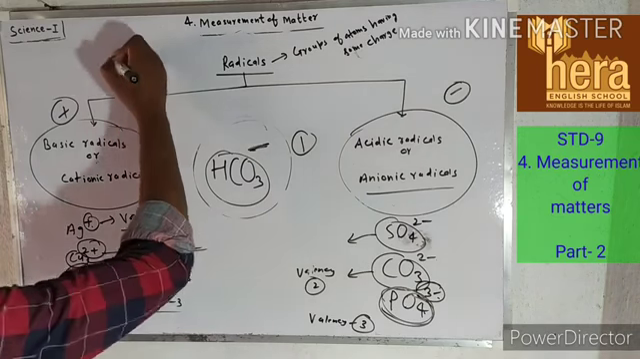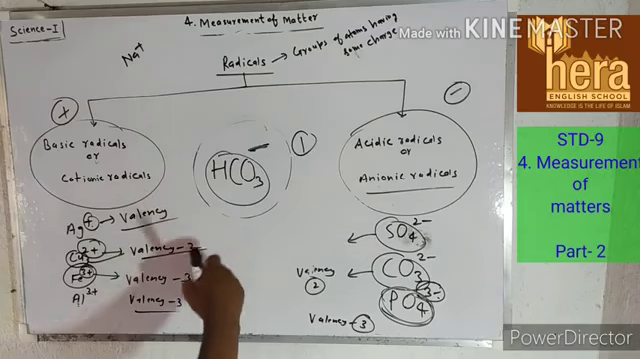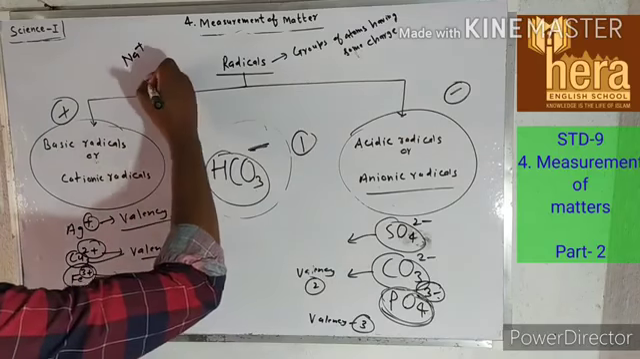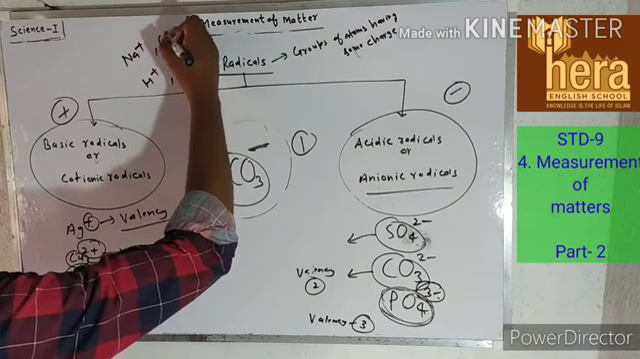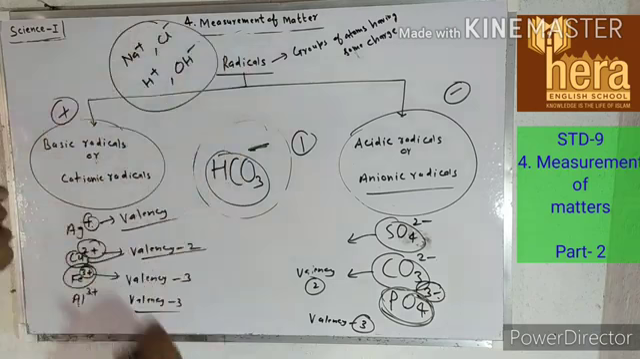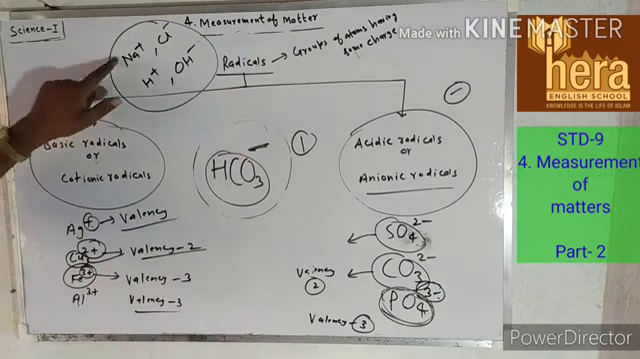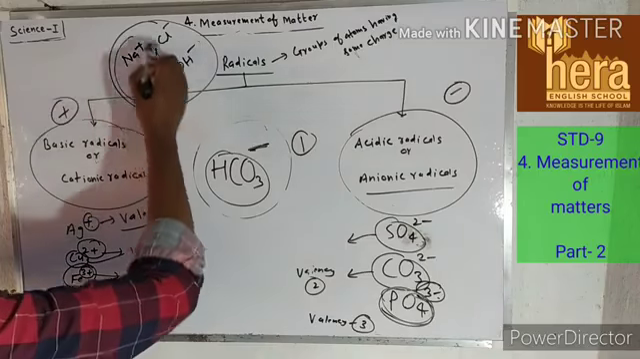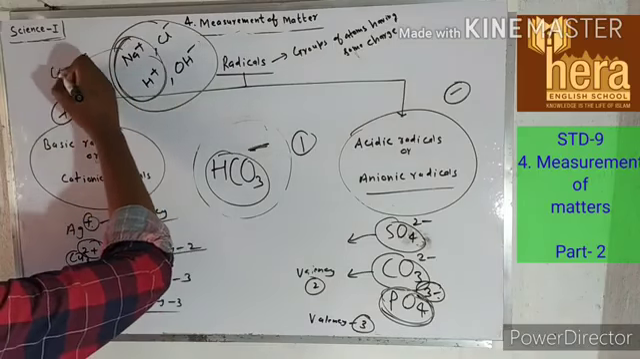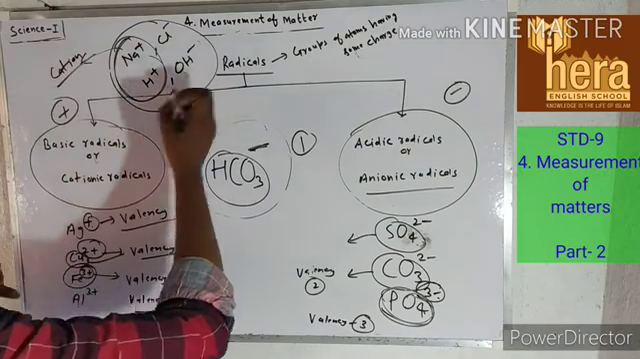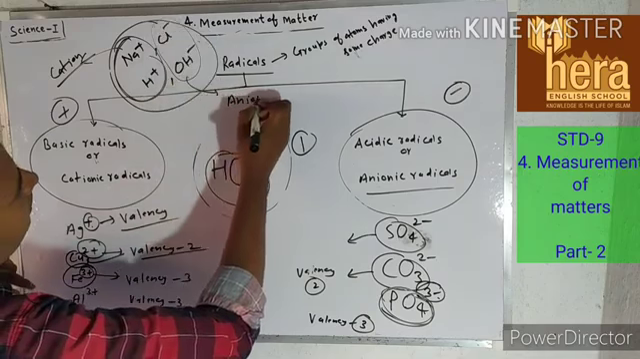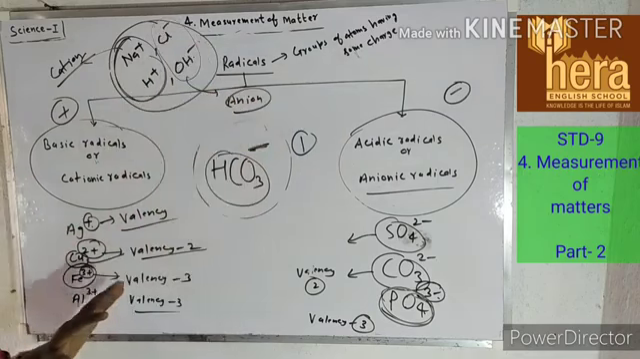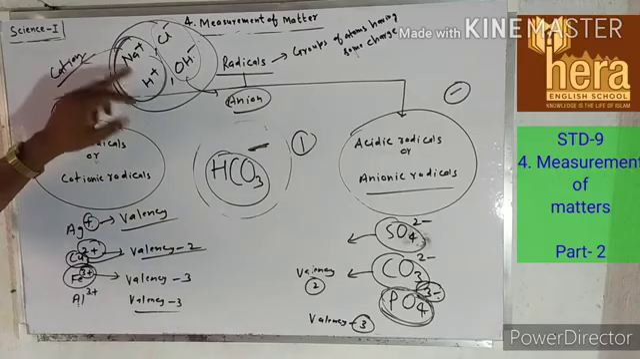If I write Na plus, H plus, OH minus, Cl minus, can you tell me which one is cation, which one is anion? Cation means positive charge on the atom. So these two are cation. These two are anion, since there is negative charge. Or we can say this is the positive radical.